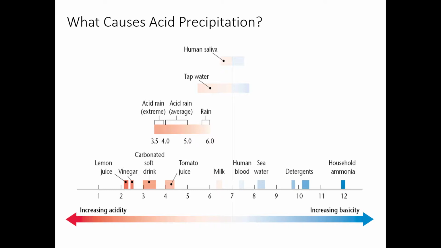To give you an idea of everyday items and where they fall on the pH scale, the most acidic stuff is going to be something like lemon juice, and the most basic is going to be something like ammonia. Human saliva is right around 7, and as we mentioned, normal rain is slightly acidic. Extreme acid rain is right around 3.5 to 4. A carbonated soda is a little above 3, and detergents are more basic.